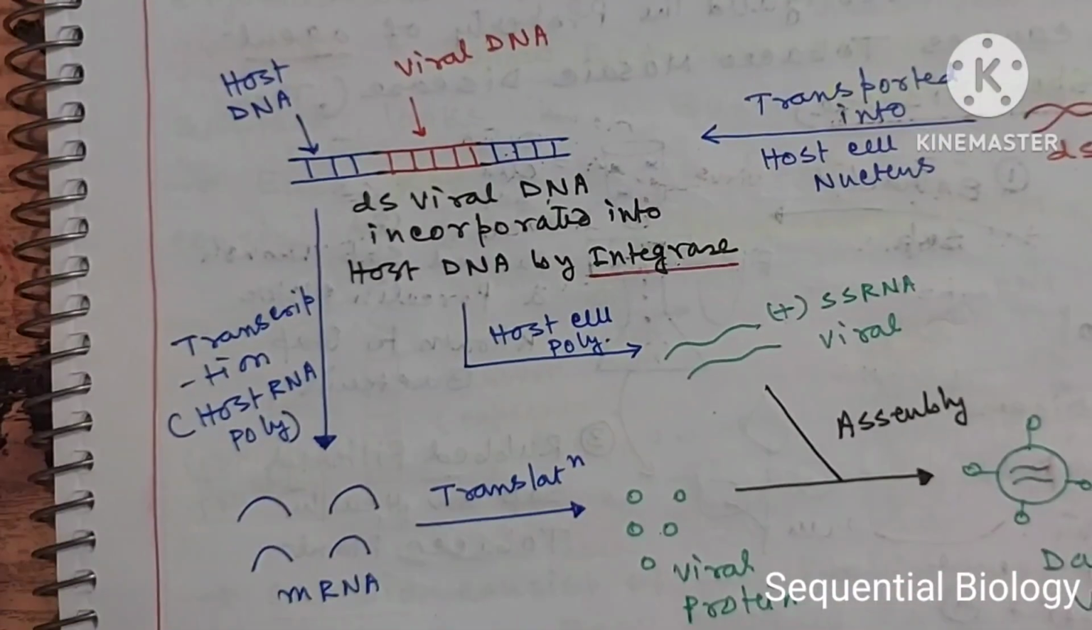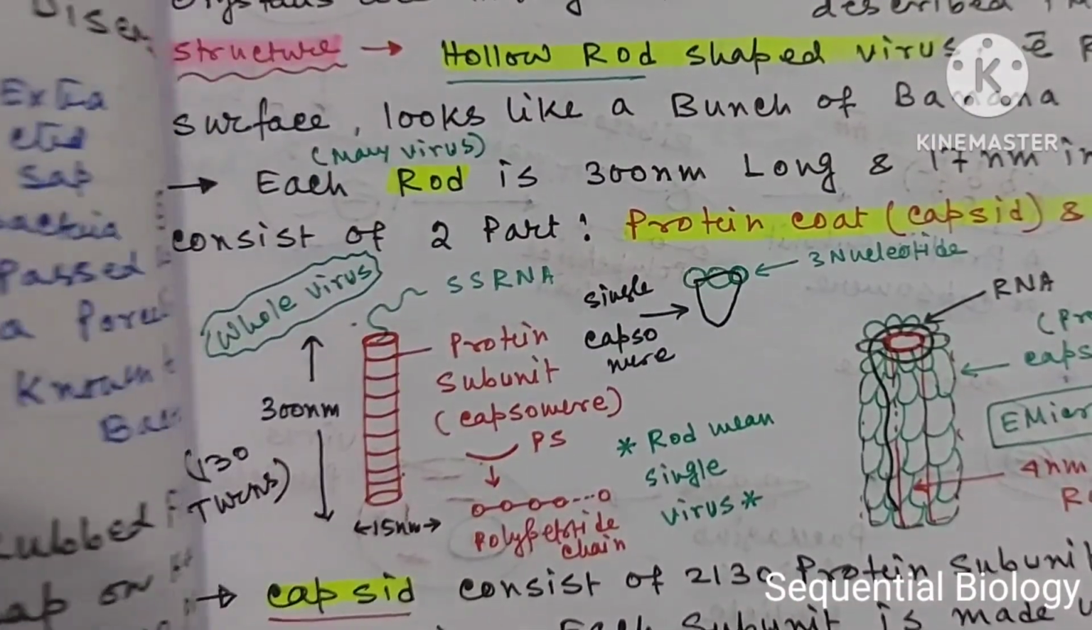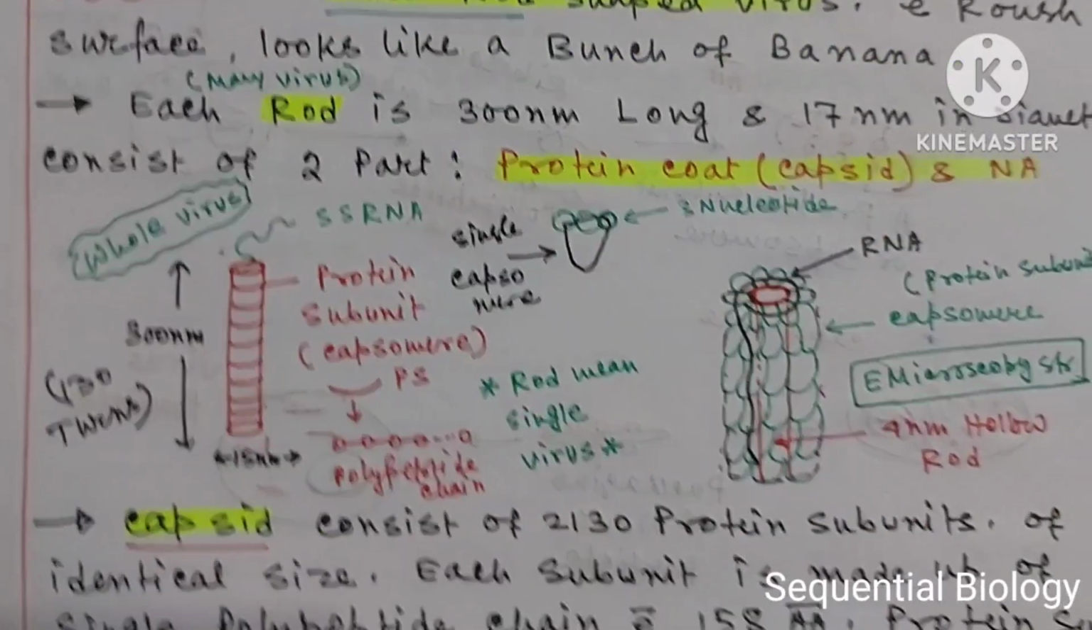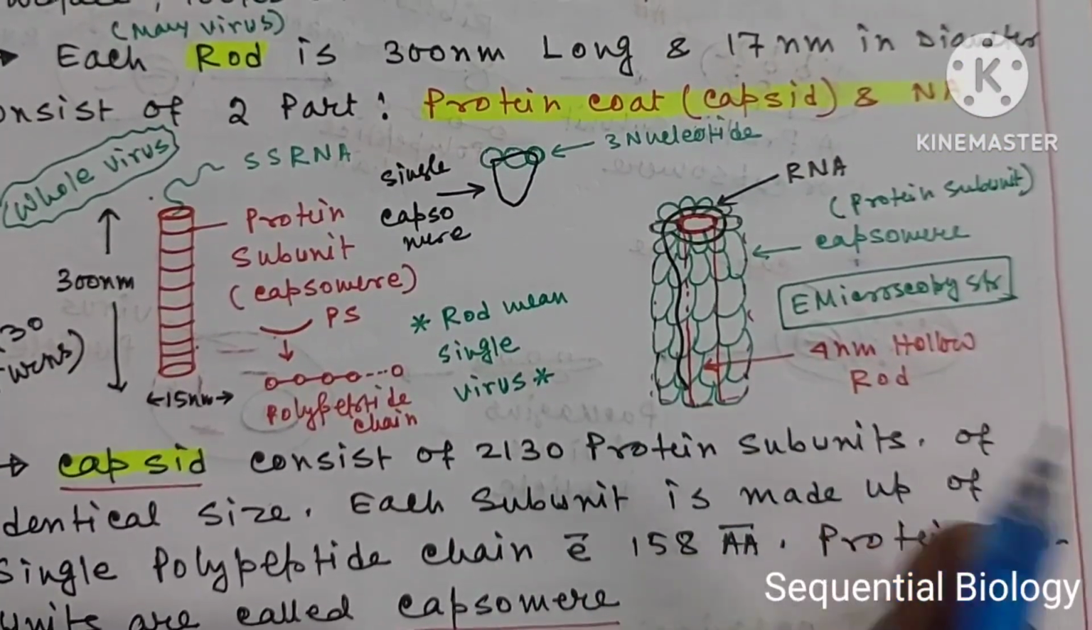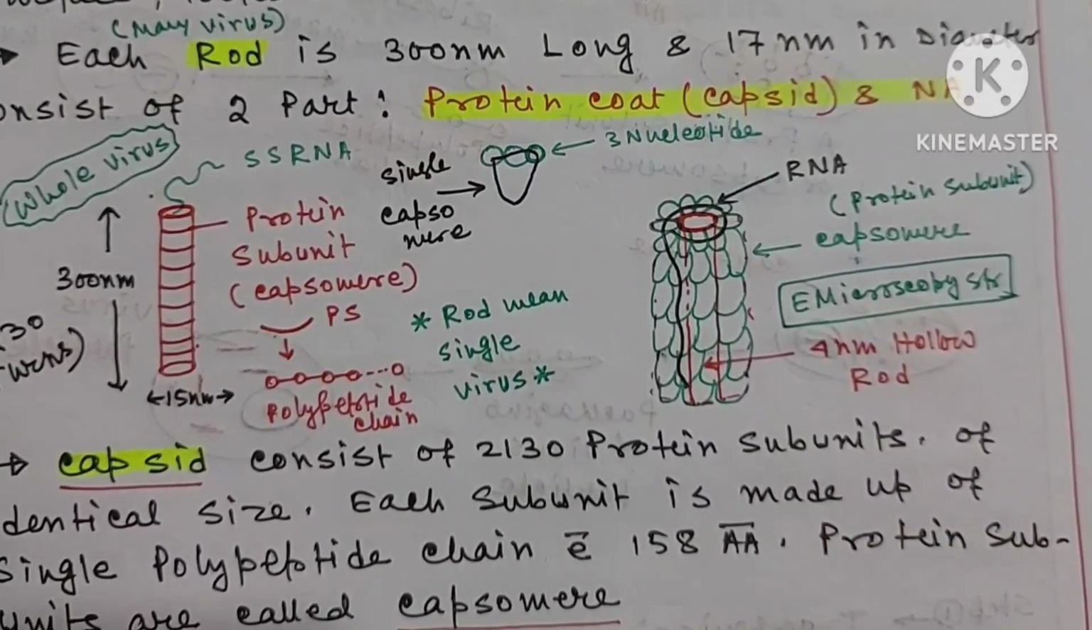In the next classes we will discuss the structure of tobacco mosaic virus. The tobacco mosaic virus is the first discovered virus, and we will discuss its structure.